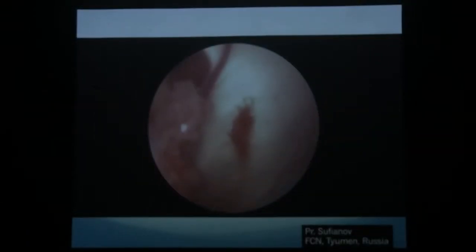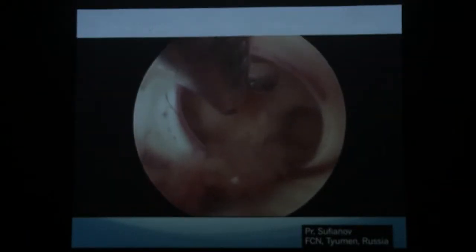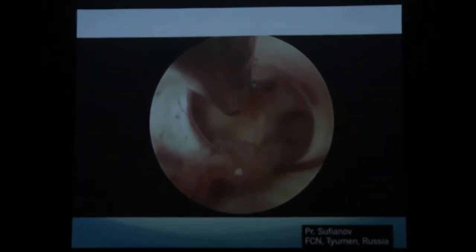Okay. This is a surgery that we have done, and we have collaborated with Sufianov. We have a series of now close to 30 patients.